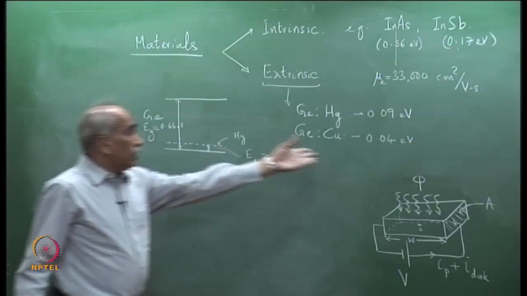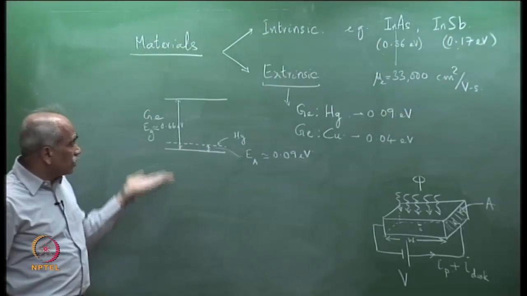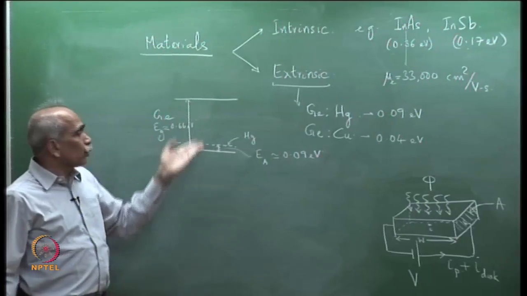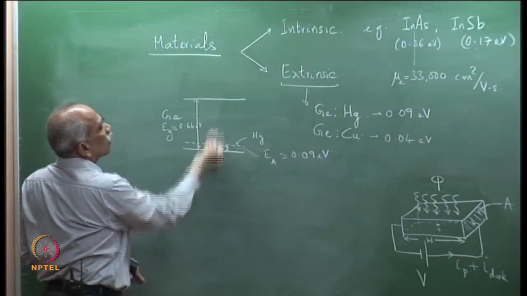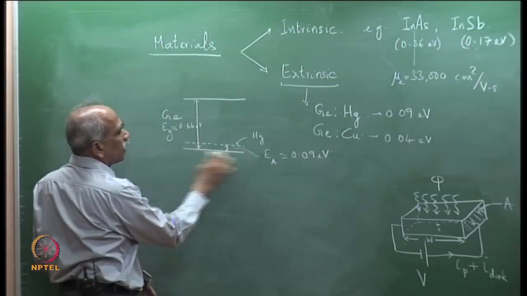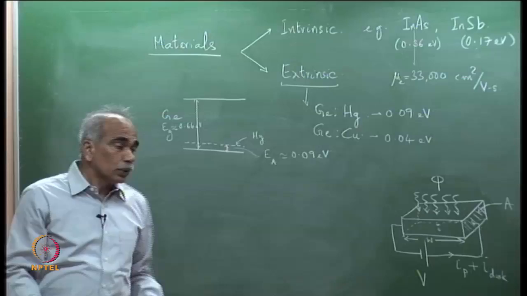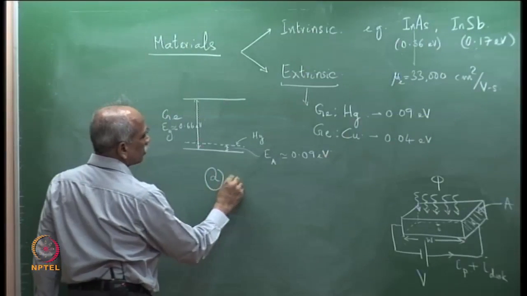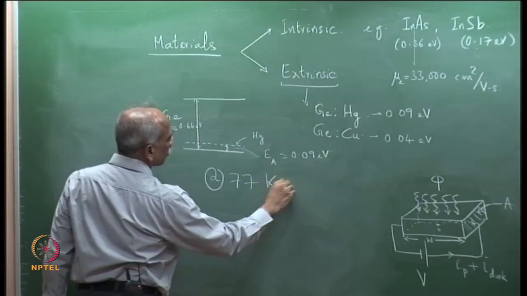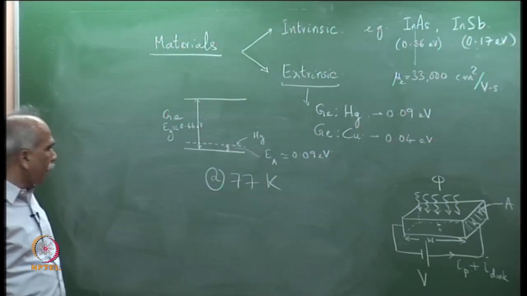So, obviously, if you want to use these detectors, they have to be cooled, otherwise thermal agitation at room temperature, the acceptor atoms will all accept electrons, and there will be plenty of holes, and therefore the dark current will be very large. So, usually you should cool these detectors to 77 K. Normally, these are cooled at liquid nitrogen temperature while using.